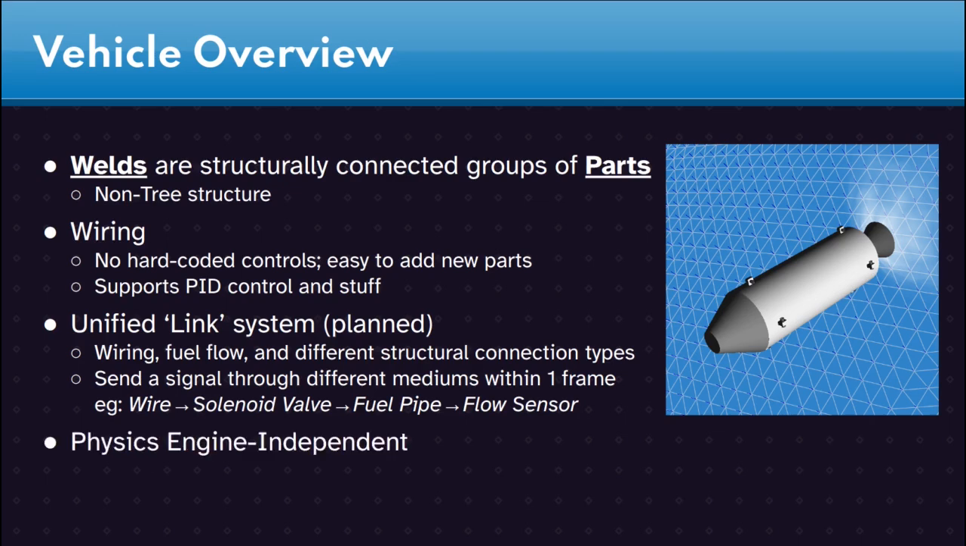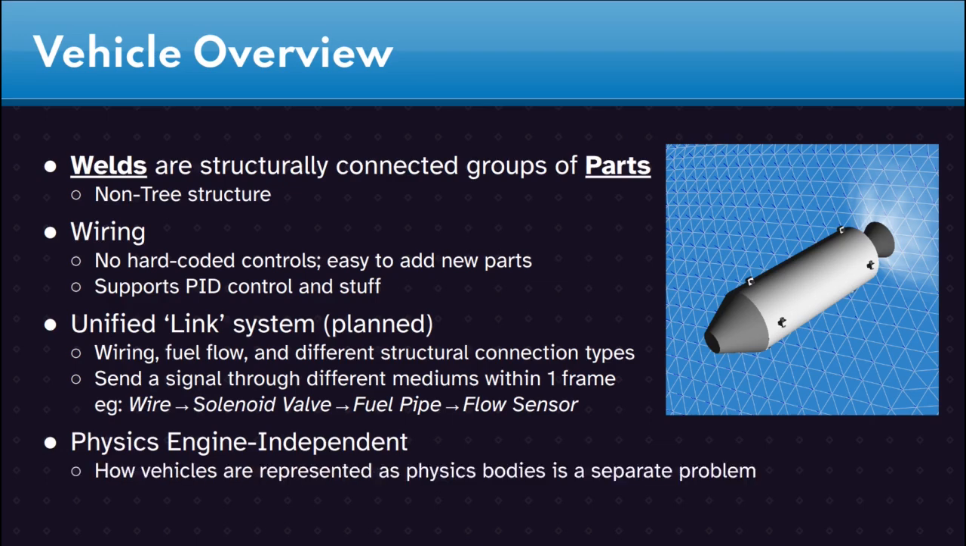There are going to be a lot of things that we can do with this. And also it's physics engine independent, as in the way that the vehicles are represented as physics bodies is a separate problem. We don't care if the welds are actually made of 30 different physics bodies, or if we have a big wobbly rocket or anything like that. We can just swap out how the physics are done for vehicles pretty easily. If you're just writing code that deals with the fuel level of a fuel tank, you don't have to go into the physics engine and change things. You're only dealing with just one system here.